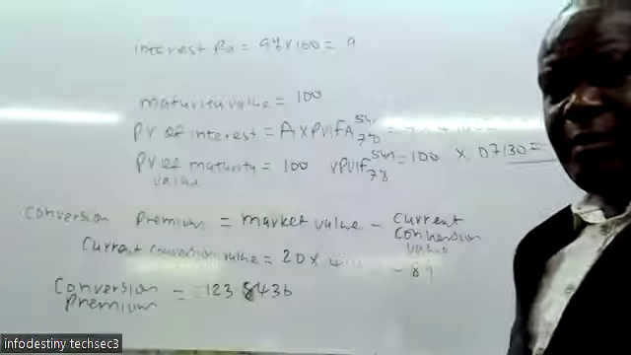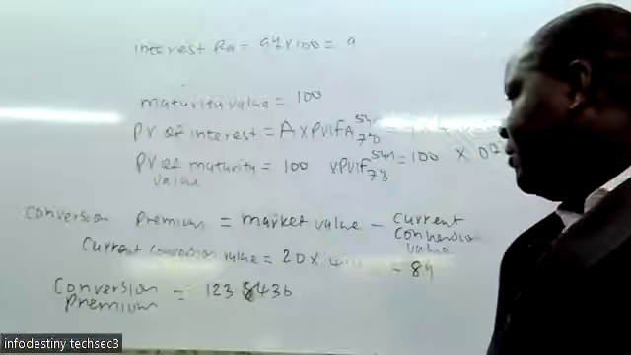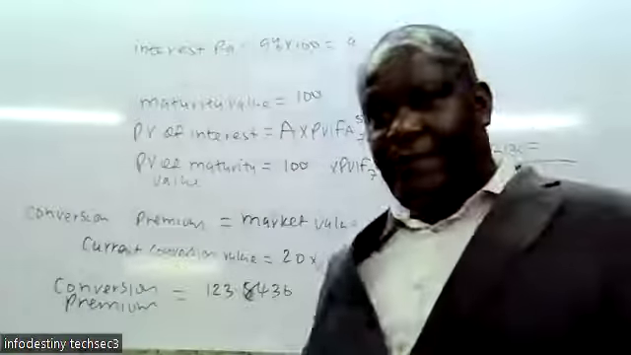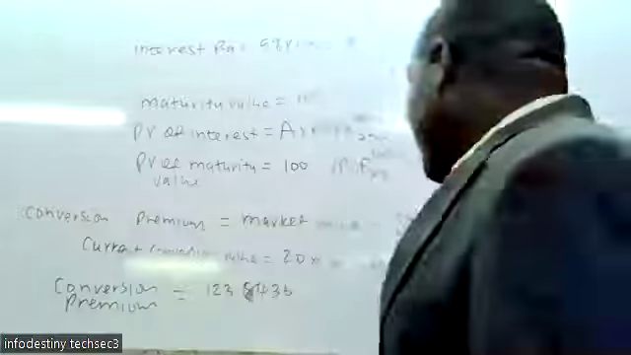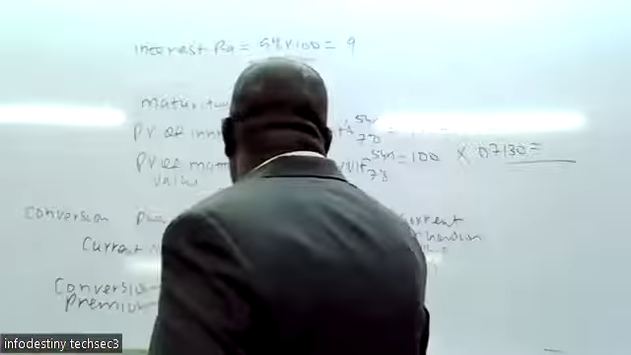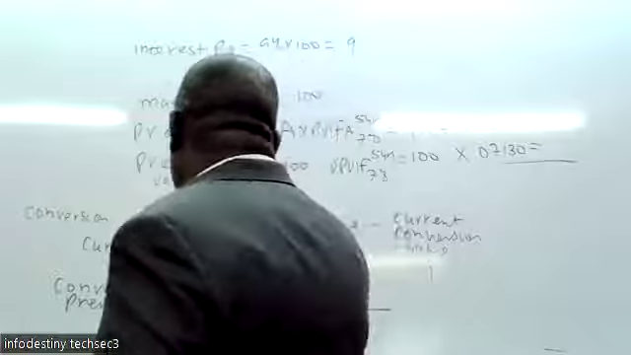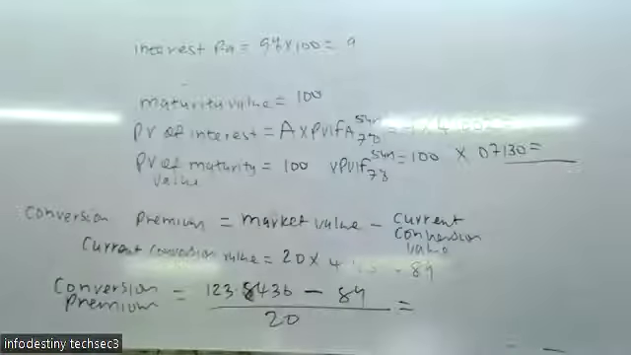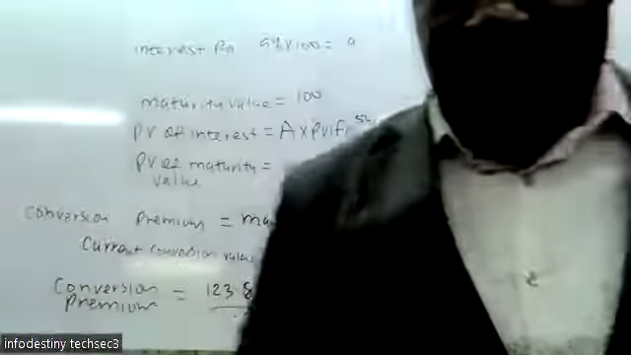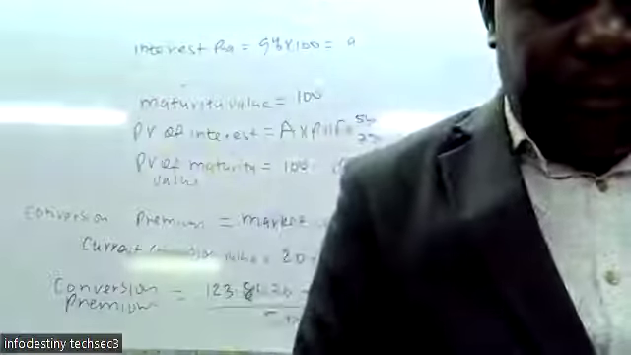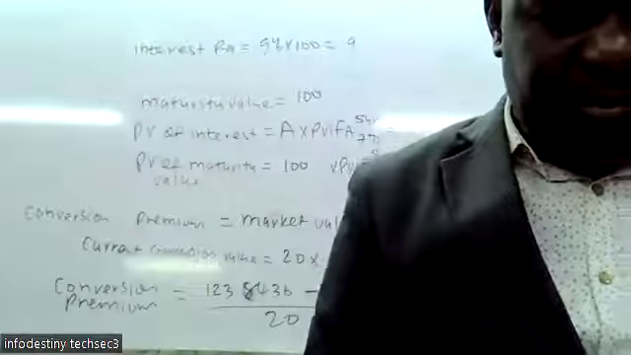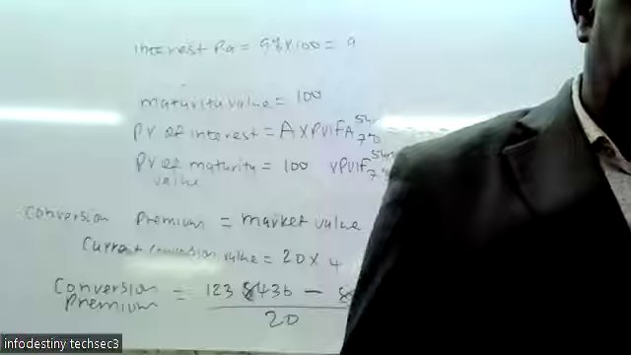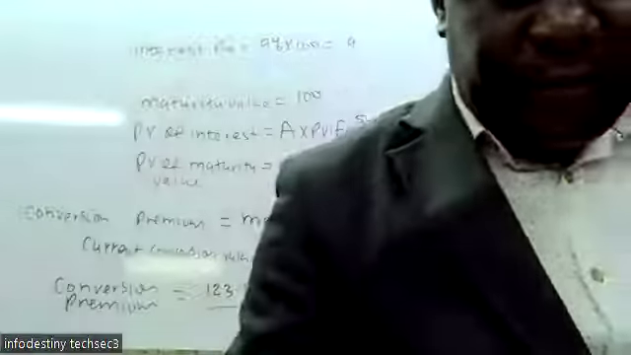Roman letter 1, were you able to get 123.8436? So now you minus the current value, which is 89. But remember to divide by 20 ordinary shares, because they wanted you to get the conversion premium per share. That's the conversion premium per share.